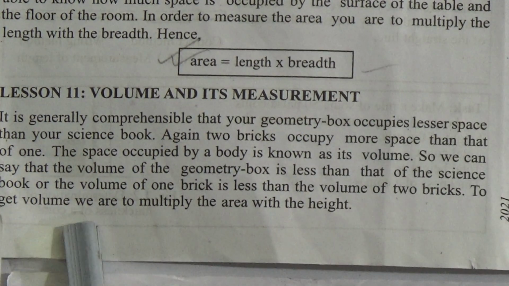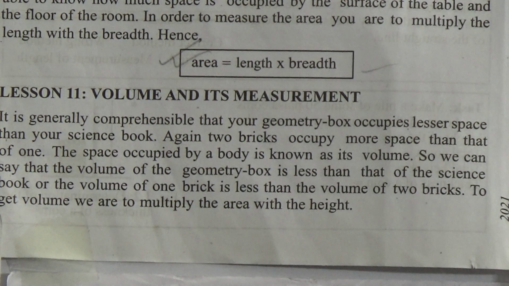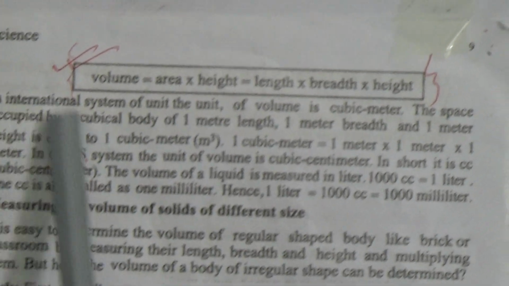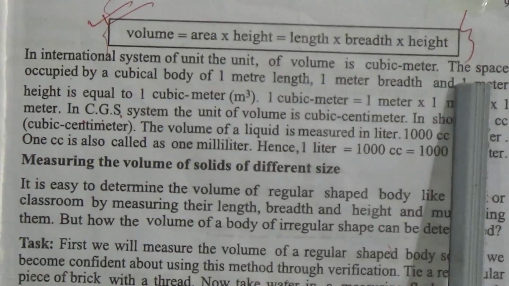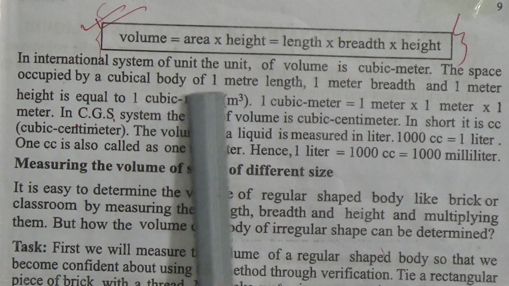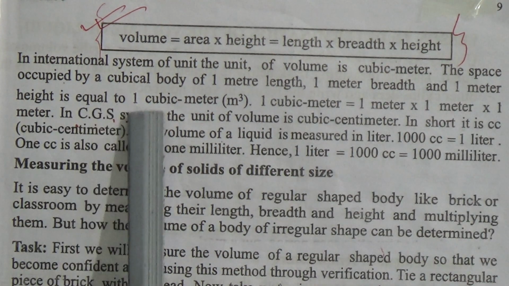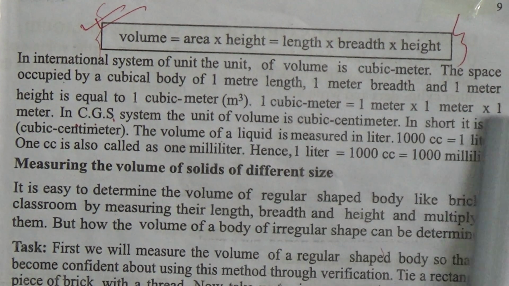To get volume, we are to multiply the area with the height. And come to here, here the volume equals area multiply height, equals length multiply breadth multiply height. In the international system of units, the unit of volume is cubic meter. The space occupied by a cubical body of 1 meter length, 1 meter breadth and 1 meter height is equal to 1 cubic meter. 1 cubic meter equals 1 meter multiply 1 meter multiply 1 meter.